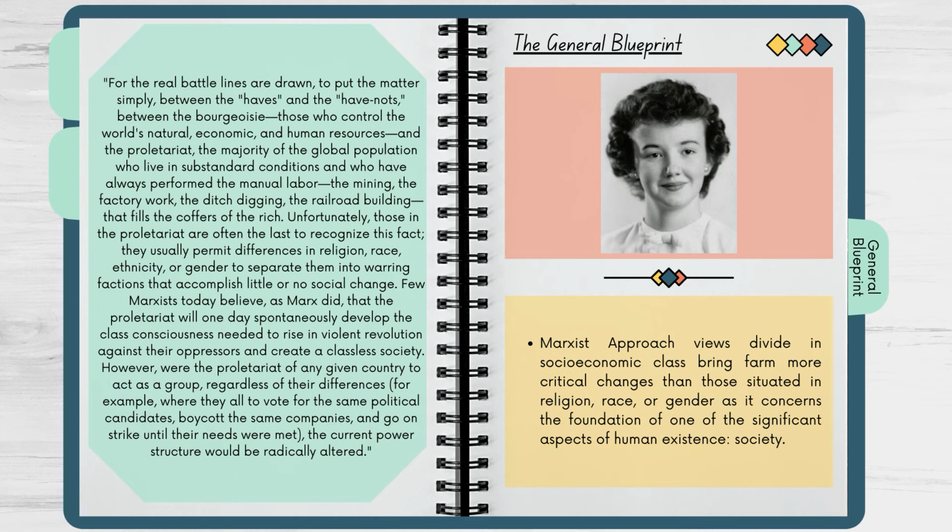They usually permit differences in religion, race, ethnicity, or gender to separate them into warring factions that accomplish little or no social change. Few Marxists today believe, as Marx did, that the proletariat will one day spontaneously develop the class consciousness needed to rise in violent revolution against their oppressors and create a classless society. However, were the proletariat of any given country to act as a group, regardless of their differences, for example, were they all to vote for the same political candidates, boycott the same companies, and go on strike until their needs were met, the current power structure would be radically altered.